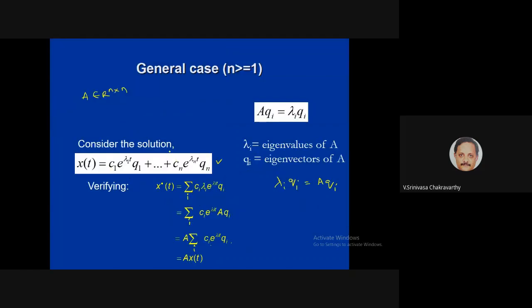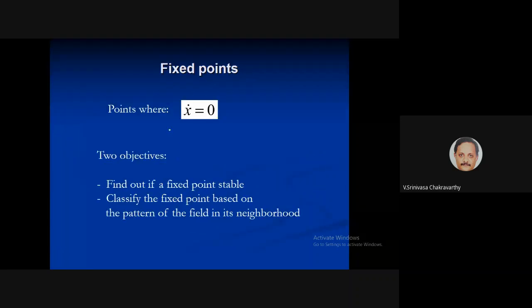So now let us consider the behavior of this solution. First of all, if you consider the points where x dot equals 0, and then look at the behavior of the system around those points, we'll find out if this point is stable. So the system behavior around that point is stable. Secondly, such points are called fixed points, also called stationary points and critical points and so on. So we'll classify the fixed points based on the behavior of the system around the neighborhood of the fixed point.